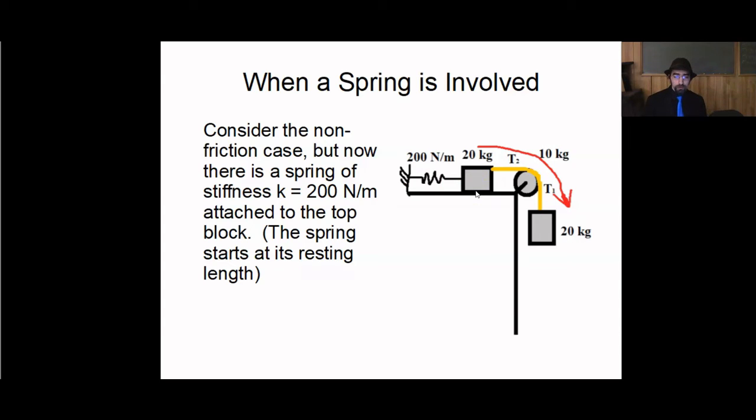Anyway, non-friction case, but now there's a spring of stiffness k equals 200 newtons per meter attached to the top block. The spring starts at its resting length. And again, we want to know, I guess I didn't put the question here, but we want to know the behavior of the system. We know it's going to oscillate and accelerate, so the stuff we want to know is stuff like how far will it oscillate? Because it's frictionless, it'll presumably return to its original position. How long will it take to do that? That sort of stuff. We want to describe the behavior.